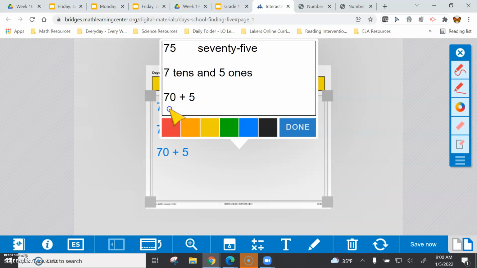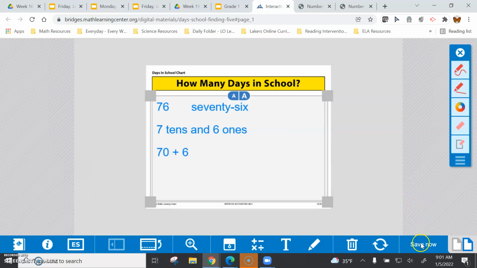We want to change our information here to show 76 days in school. And again, I like showing you the number word because you do need to know how to write these numbers as words. 76 is 7 groups of 10s and 6 ones. So it's 70 plus 6 to give us that 76. Very good, all stars.